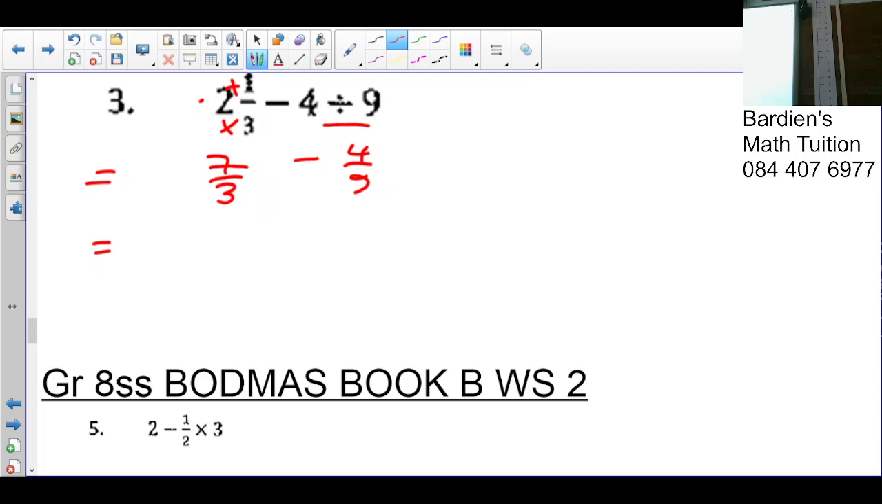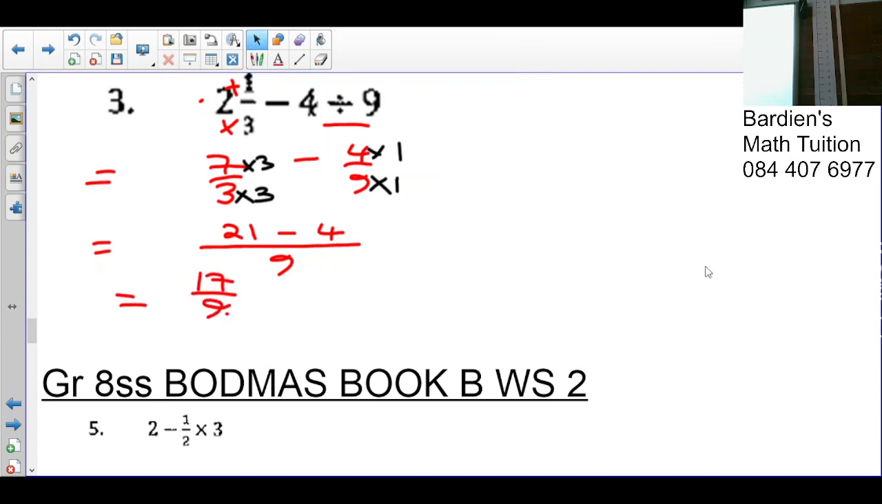Okay. So can 3 go into 9? Yes, so 9 is your LCM, not so? So 3 times what is 9? 3 times 3. 9 times what is 9? So 3 times 7 is 21 minus 4 times 1 is 4. 21 minus 4 is 17 over 9. Or it can be written as 1 and 8 over 9.